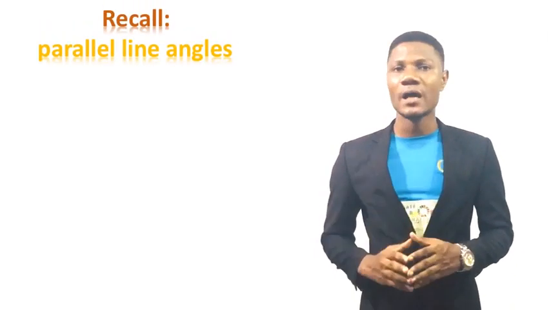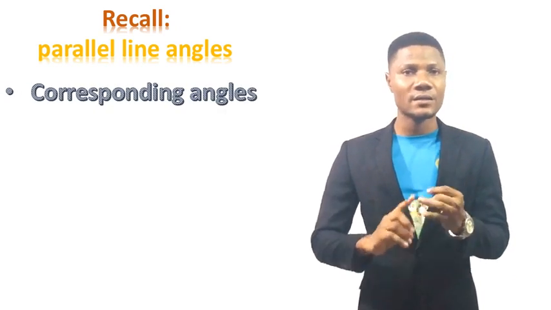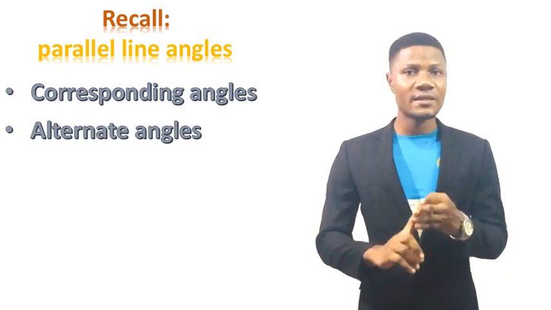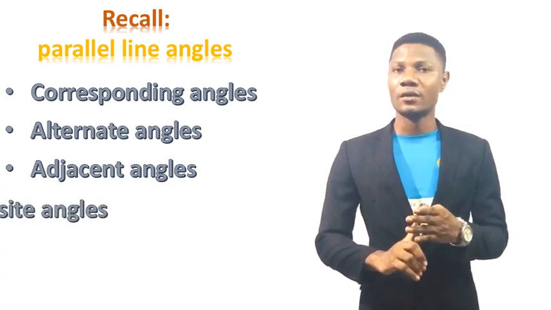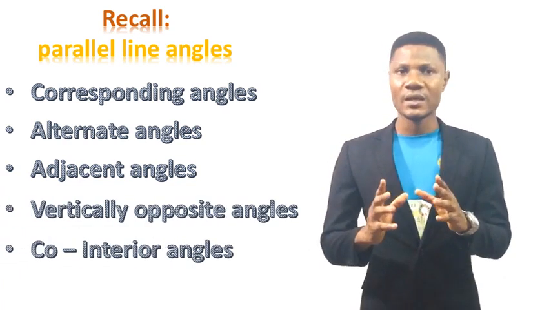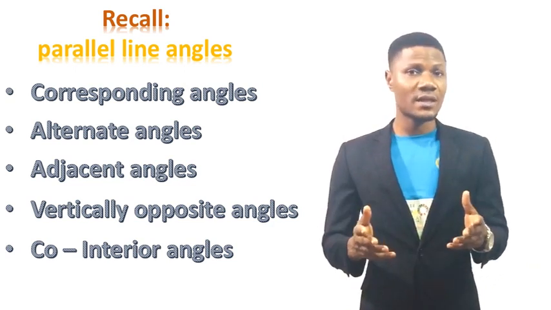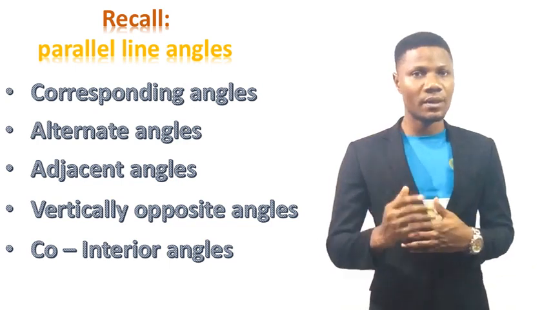In my last video, I introduced certain things about angles in parallel lines, and one of the important things we talked about was the different types of angles in parallel lines. We were able to identify corresponding angles, alternate angles, adjacent angles, vertically opposite angles, and co-interior angles. With those angles, we'll be solving more problems in this very video. So let's start with our very first problem, problem 1.